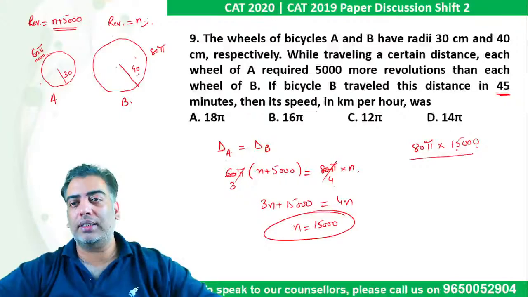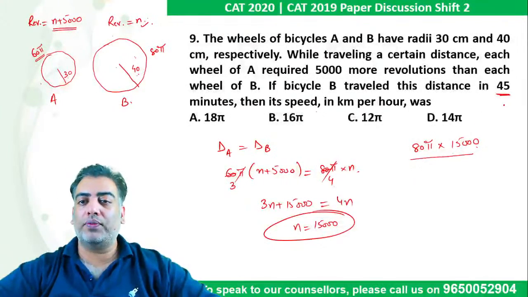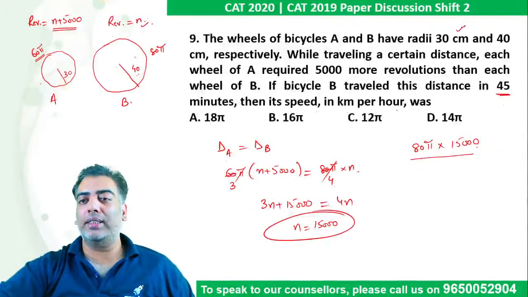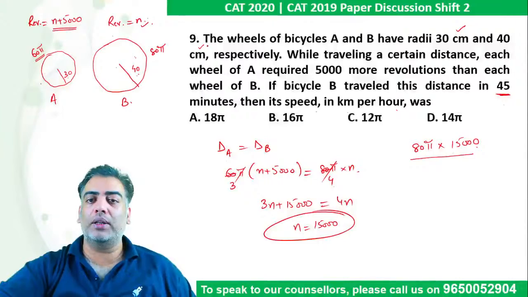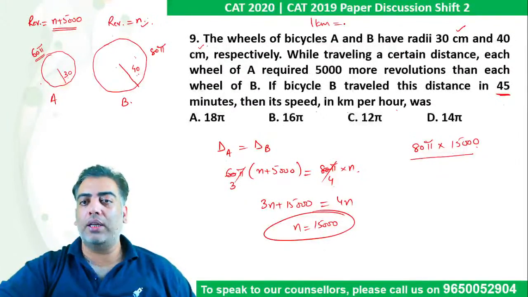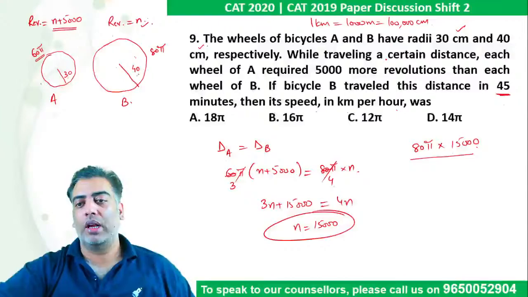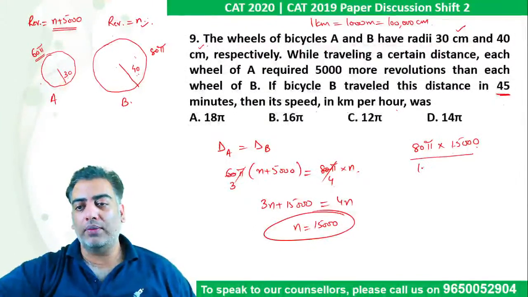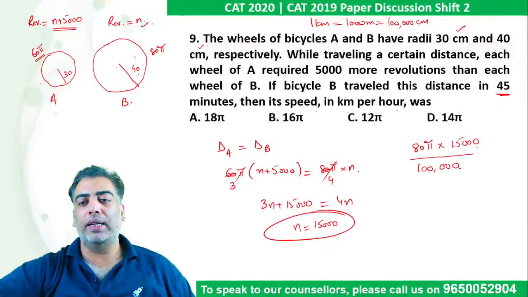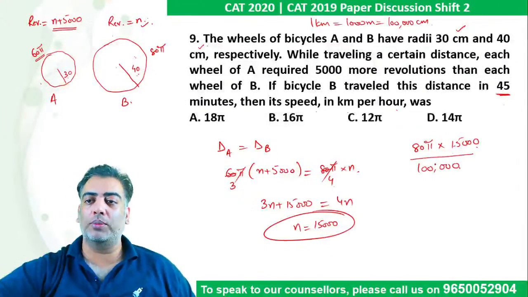Now this distance is covered in 45 minutes, but the speed required is in kilometer per hour. So the radii are in centimeter. We need to convert the value to kilometer first. So 1 kilometer is equivalent to 1000 meter, which in turn is equivalent to 100,000 centimeter. So if I want to convert this centimeter to kilometer, I have to divide this value by 1 lakh. So this is the distance covered in kilometer.